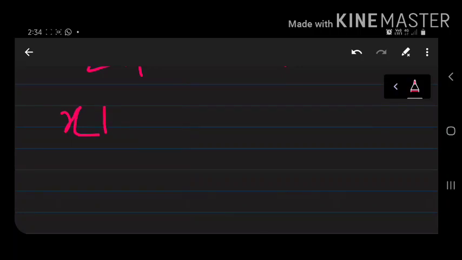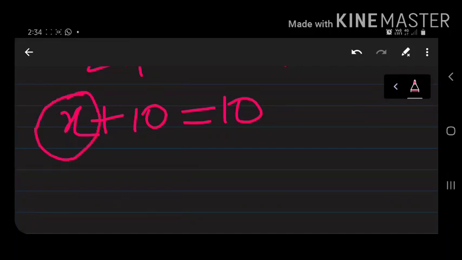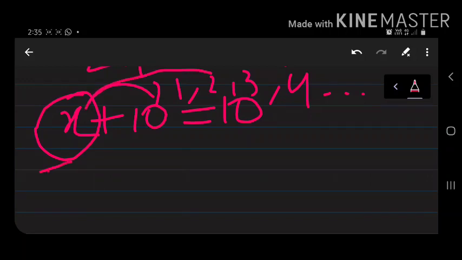Let's solve another equation, x plus 10 equals 10, using the natural number system. We have to find the value of x from the natural number system which satisfies this equation. Let's try to choose a number from natural numbers which satisfies x plus 10 equals 10. What number should we put in place of x so that we get 10 on the left hand side?